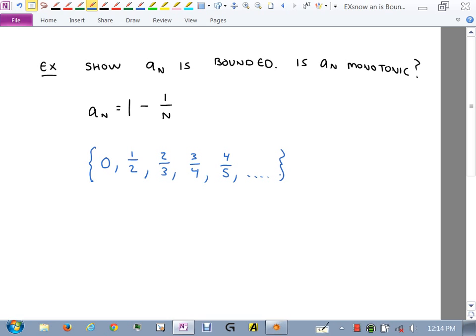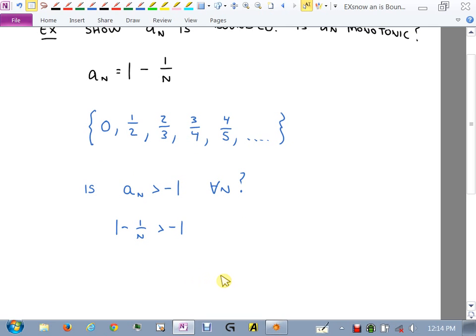Is it bounded? Well, bounded means it has to be bounded below and above. Well, it looks like none of these things will ever be negative, right? So do you agree that a lower bound would be like -1? Yes? Let me check. Is a sub n bigger than -1 for all n? Question. Is 1 minus 1 over n bigger than -1? That's what I'm asking, right? You have to show me that's true. I'm not convinced yet. Show me that's true.